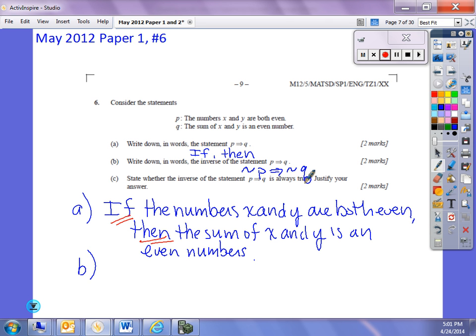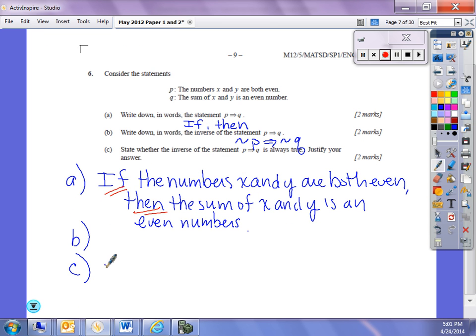And then in Part C, state whether the inverse of the statement, if P then Q, is always true. Justify your answer. If you can come up with a counter example, then you can state that it's not true. So can you think of a counter example that would show that that's not Q? So let's see. Can we think of two even numbers that we could add up and not get an even number as our answer?